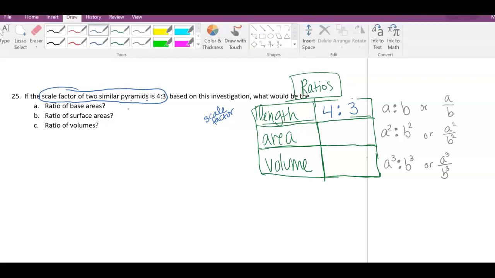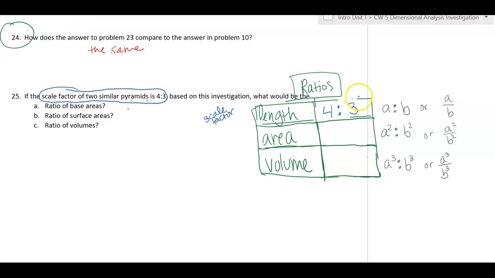So if we know this, what I can then go in and fill, this means that A is 4 when B is 3. I can let this thing I'm calling A, the first number in my ratio, be 4 because I'm going to let the second number be 3. And that means when I get to these other ones like area, instead of A squared, I can think of it as 4 squared. And instead of B squared, I can think about it as 3 squared. And so I know the area ratio should be 16 to 9.